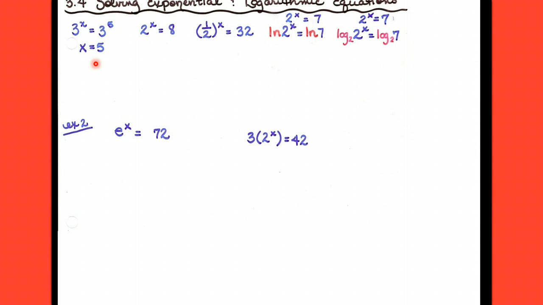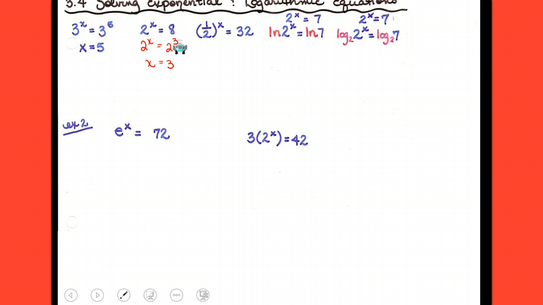Or maybe we were given an equation where the bases weren't the same, but we could rewrite it so the bases were the same. So we would go through and rewrite 2 and 8 with a common base. What base could I use? Yeah, I could write 8 as 2 to the third. Then once my bases were the same, I could just set my exponents equal to each other, and x is equal to 3.